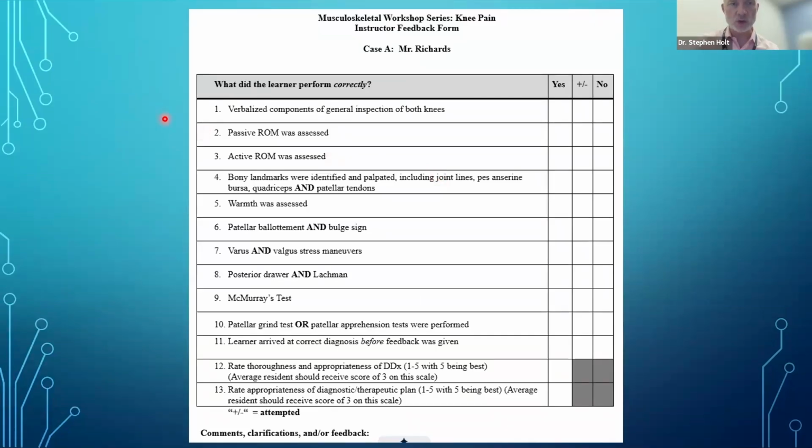So you can see it walks through: range of motion was assessed, warmth was assessed, they performed the posterior drawer, the McMurray. And number one, did they perform it correctly? That would get them an X here. Whereas if they performed it but just kind of botched it, then they would end up here. Whereas if they completely forgot to assess warmth, you would give them the no here. And then likewise for did they arrive at the correct diagnosis before feedback was given?